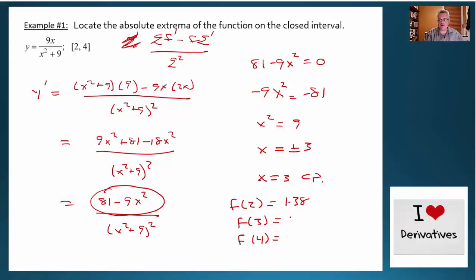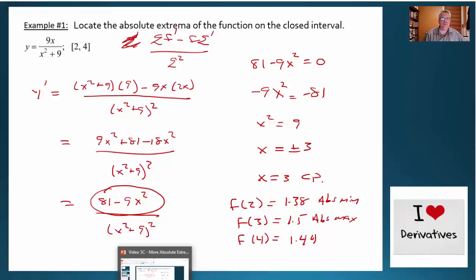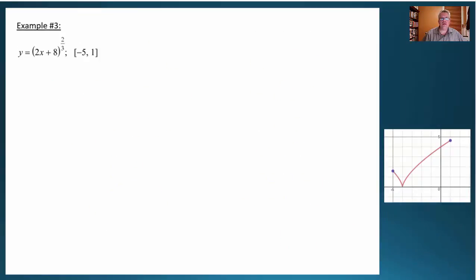This one gives us 1.5, and this one gives us 1.44. They were very close. But we see that this one is the absolute min. It's the smallest, okay? And this one here, the critical point, is the absolute max. Okay, that's our method. All right, let's try this one.